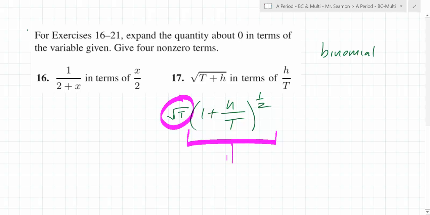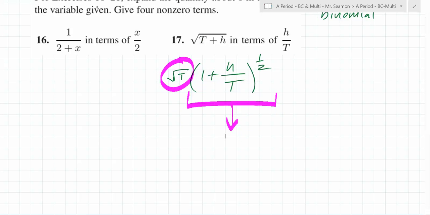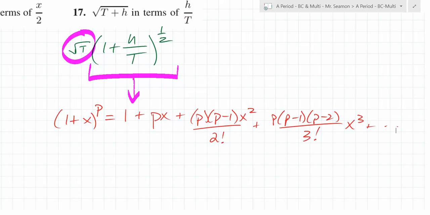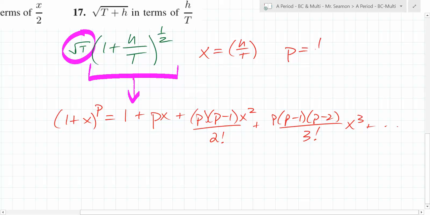We now need to expand this, and we can expand that because what do we know? Someone can answer this for me. We know 1 plus x to the p. Can someone tell me what that expands to? James Borden, what does it expand to? 1 plus px plus p times p minus 1 over 2 x squared, plus p times p minus 1 times p minus 2 over 3 factorial x cubed, like this, right? So here's the thing. We have that, but in this case, what does x equal? h over t. And what does p equal? A half. So now it's a matter of just plugging that in and simplifying as much as you can.